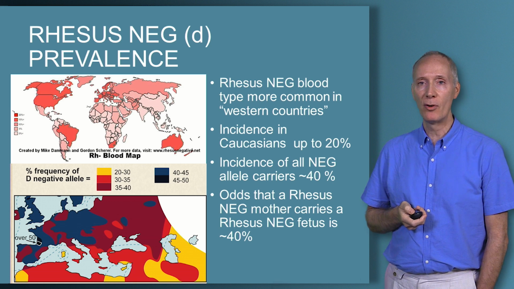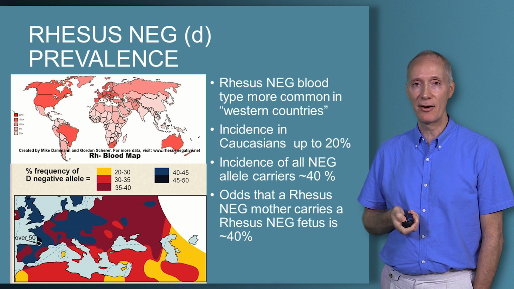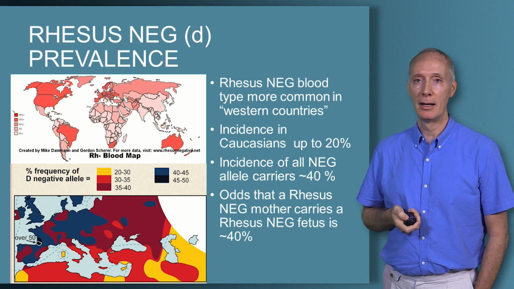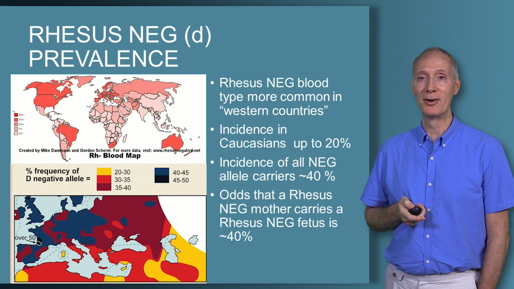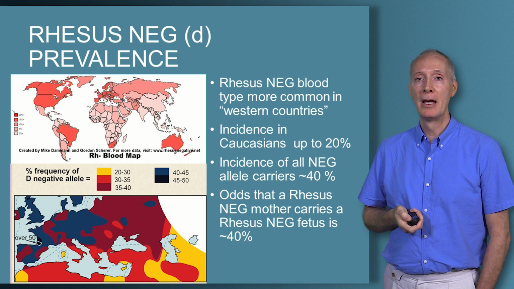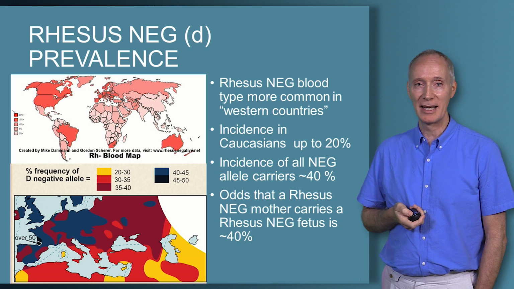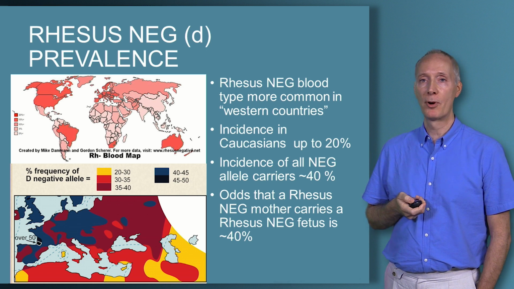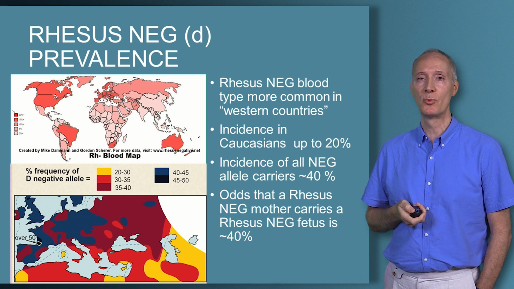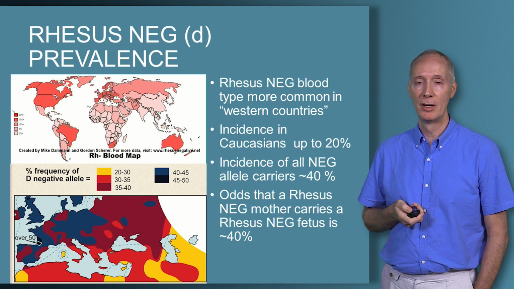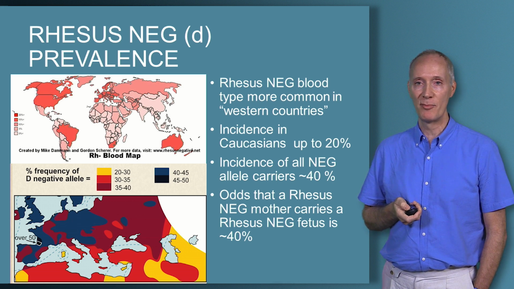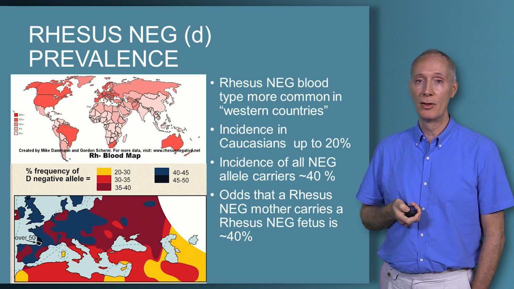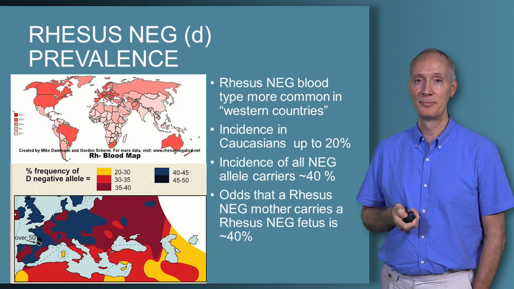The incidence of all negative allele carriers, so even if you have only one small d or one allele that is rhesus negative, is about 40%. So 40% of us will carry approximately at least one rhesus negative allele. The odds that a rhesus negative mother carries a rhesus negative fetus is therefore approximately 30 to 40%.